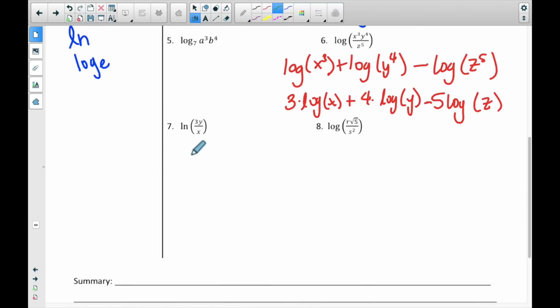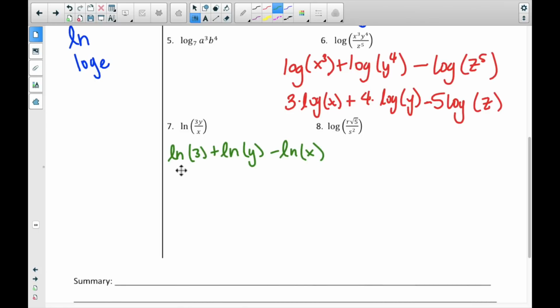I do want to look at number 7 just because it's a natural log, and I think that some people get confused with natural log. The process is actually very similar to number 6. It's even a little bit shorter. In fact, why don't you take a second right here to pause the video and see what you can do with number 7.